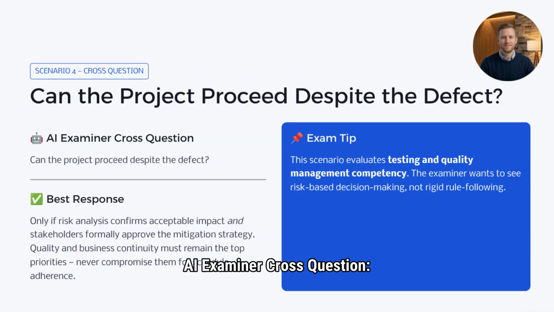AI Examiner. Cross-question. Can the project proceed despite the defect? Best candidate response. Only if risk analysis confirms acceptable impact and stakeholders approve the mitigation strategy. Quality and business continuity must remain priorities. Exam tip. This scenario evaluates testing and quality management competency.